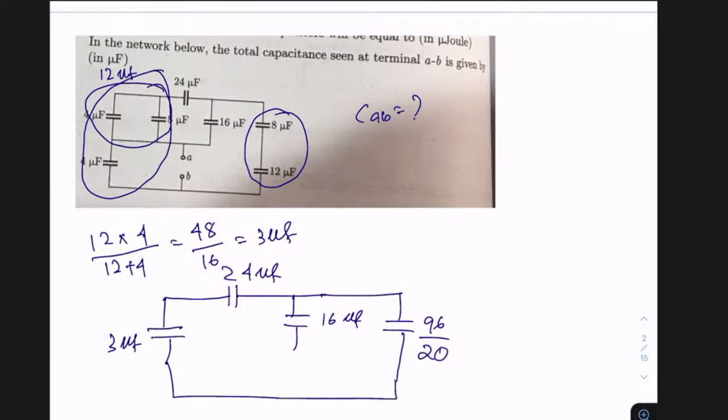Okay. So 12 into 3 microfarad. So you can say this is the scenario. So this is your A and this is your B. So what is it? How much will you get? Anybody? What is the answer?